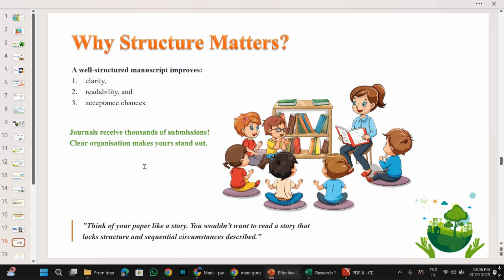So think of your paper like a story. You wouldn't want to read a story that lacks structure and sequential circumstances described. If it describes only very small circumstances, you wouldn't want to read that. If it lacks any structure, you wouldn't want to read it.